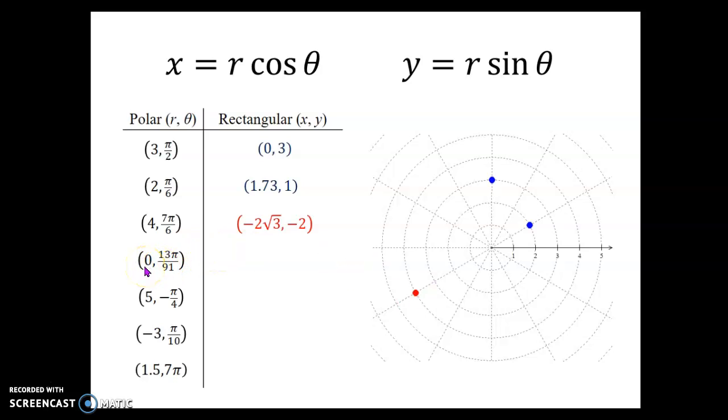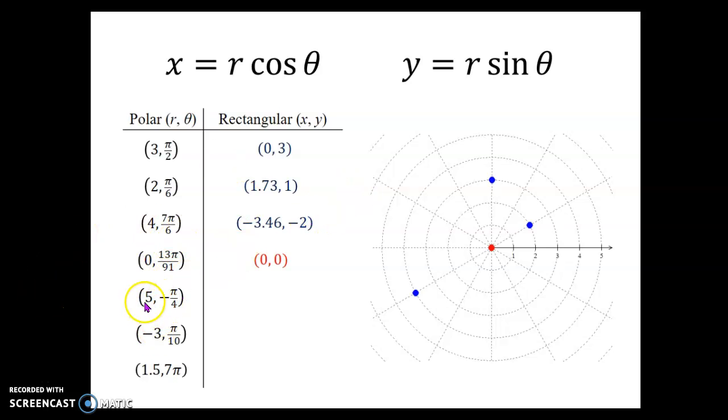Okay, what about the point where r is 0 and theta is 13 pi over 91? So we're going 0 spaces away from the pole in that direction. And actually, the direction doesn't matter. If we're going 0 spaces away from the pole, we're staying just right there at the pole. The x-coordinate would be 0 times whatever that is, and the y-coordinate would be 0 times the sine of whatever that is. They would both be 0. So notice how when r is 0, you're right there at the pole, and it doesn't matter what theta is.